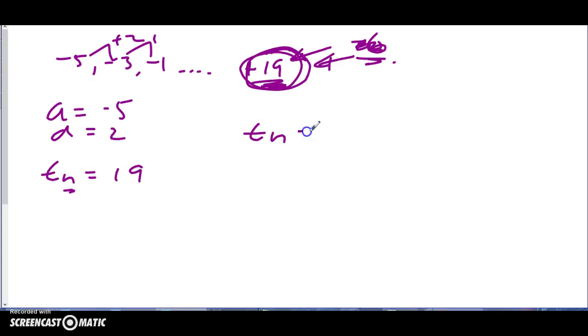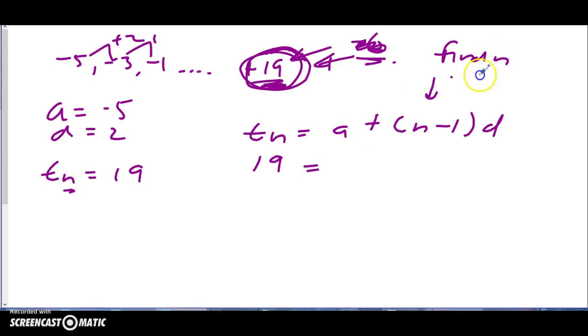So I have my equation. I'll just rewrite it here because it's on the last page. So I have A plus n minus 1 times D. And that is my 19, my whatever term is equal to 19. What term number is that? So I want to find n. And I say that that is minus 5 plus n minus 1 times D, which is 2 here.